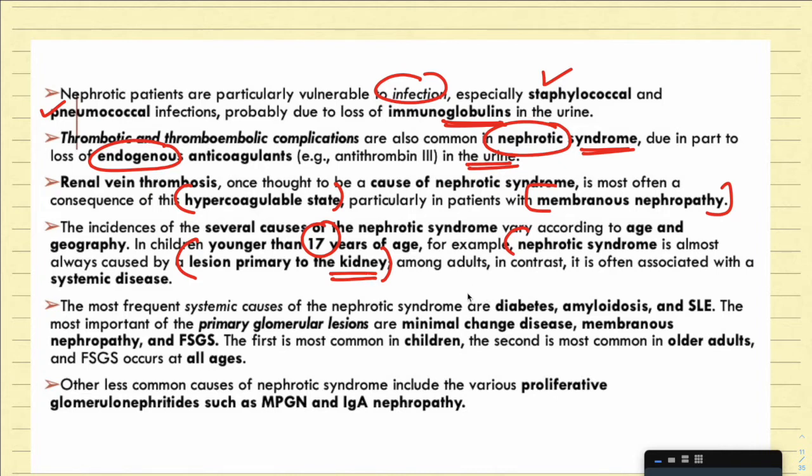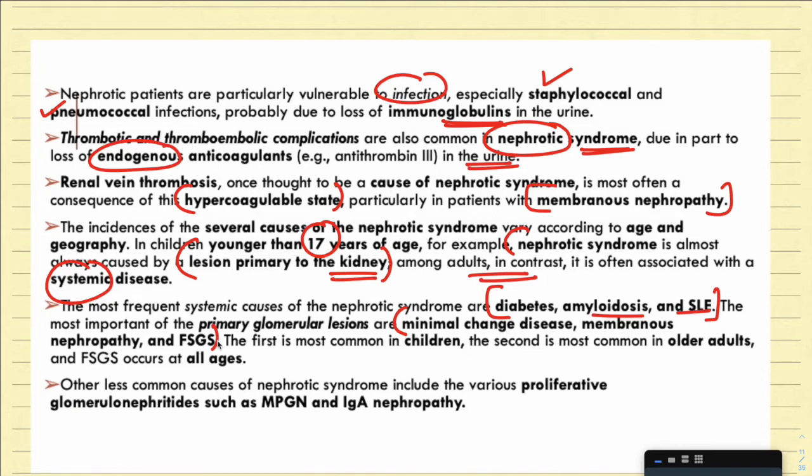But in adults, in contrast, nephrotic syndrome is often associated with a systemic disease. So, very important point. The most important systemic causes of nephrotic syndrome, that means in adults, are diabetes mellitus, amyloidosis and SLE. The most important of the primary glomerular lesions, that means in children, are minimal change disease, membranous nephropathy and FSGS. Very, very important point.